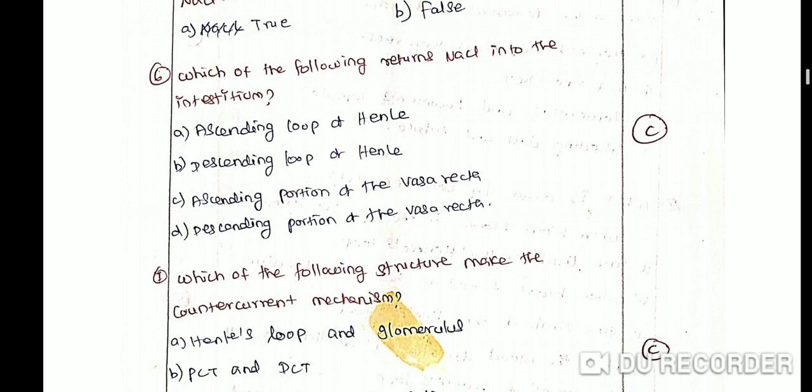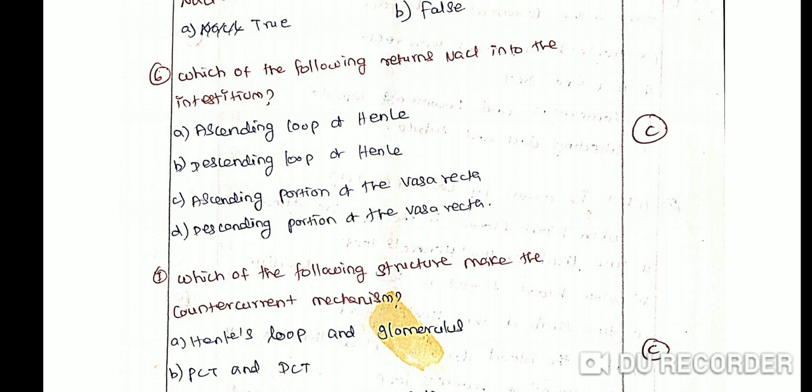Next question: which of the following returns NaCl into the interstitium? Option A, ascending loop of Henle. Option B, descending loop of Henle. Option C, ascending portion of the vasa recta. Option D, descending portion of the vasa recta. The correct answer is option C, ascending portion of the vasa recta.